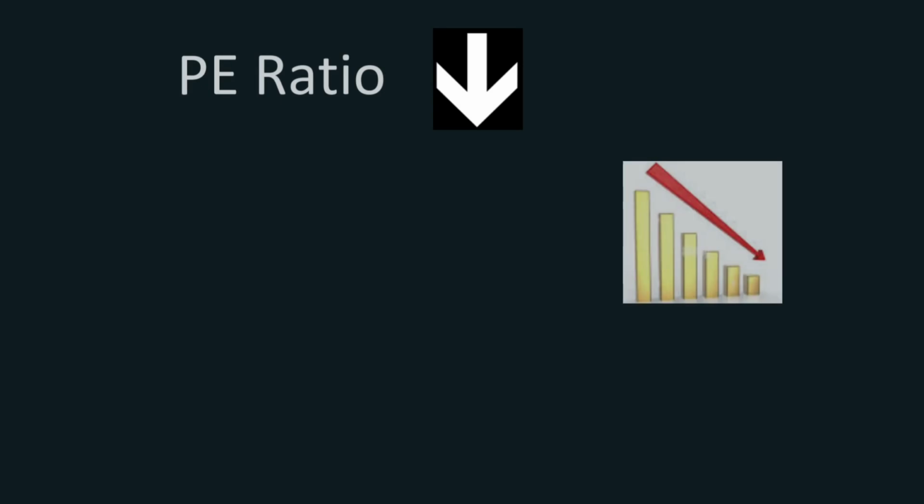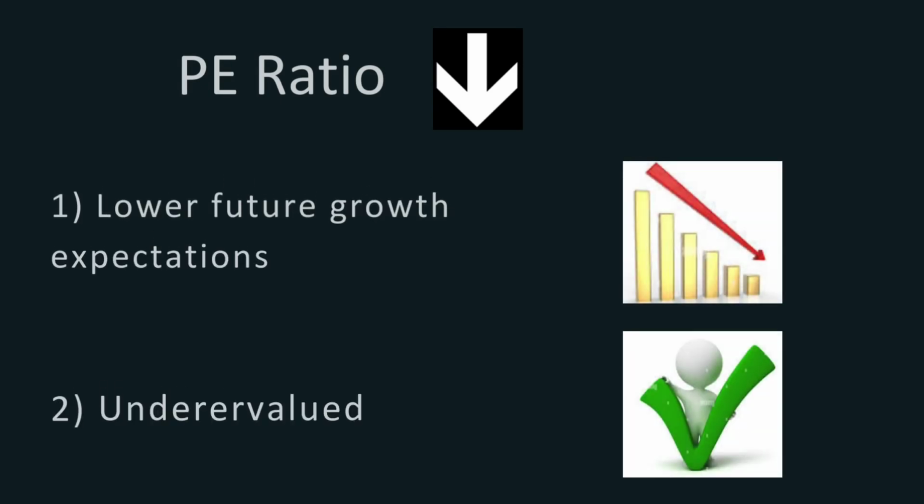In the same way, a low PE ratio means investors are willing to pay less for each 1 rupee earning of the company. And it can also indicate two things. First, investors are willing to pay less because they expect lower future growth rate for the company. And second, it can also mean that this stock is undervalued. That means its current market price is much less than what it actually deserves because investors may not have realized its true value yet. But how do we find out whether a PE ratio is high or low?